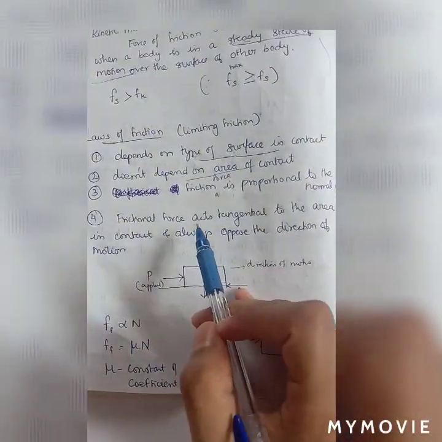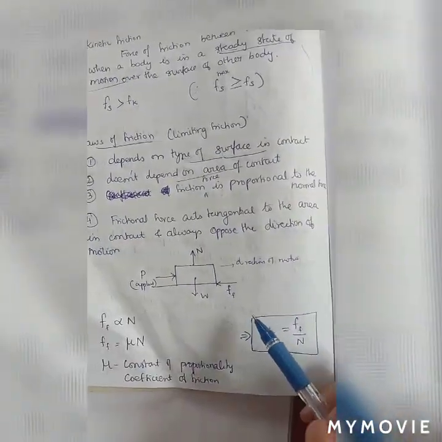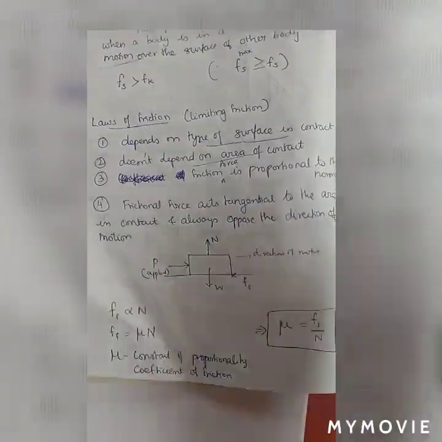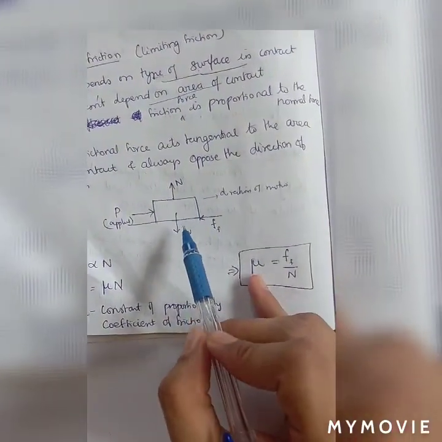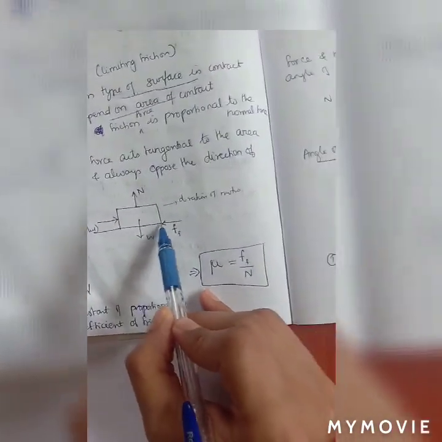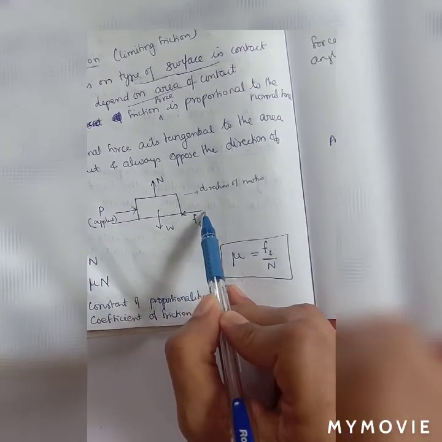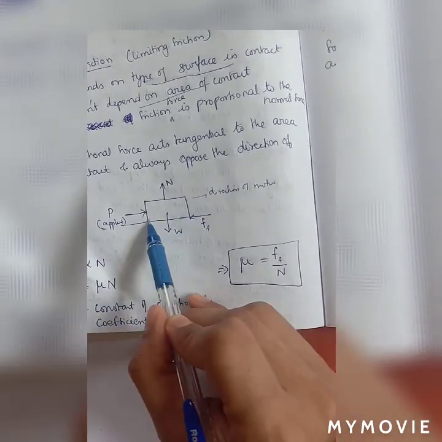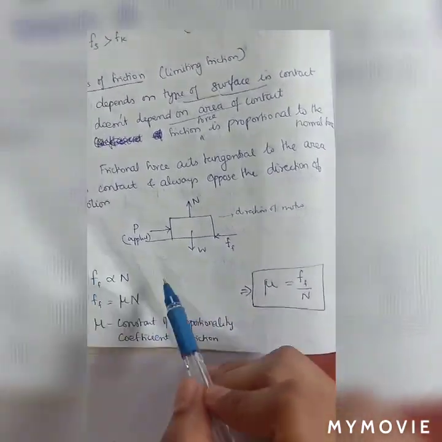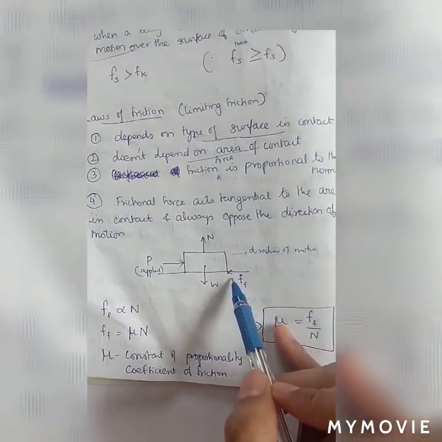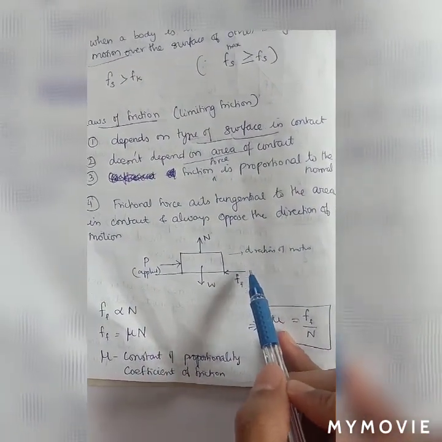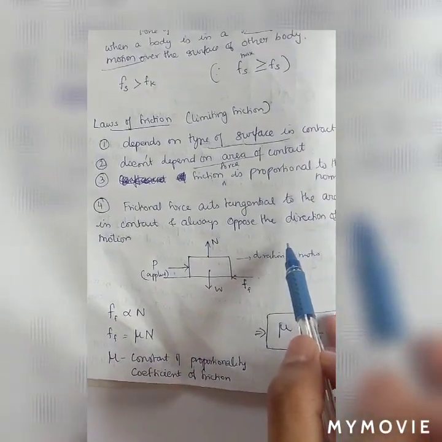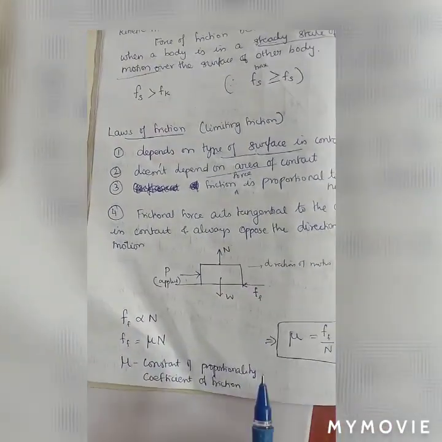So the frictional force will be acting tangential to the area in contact. When the surface and your body are in contact, this is the contact surface. The frictional force developed will be tangential to this surface in contact. And the direction of force we have already discussed. It should be opposite to the direction of the applied force, as well as opposite to the direction of your motion.